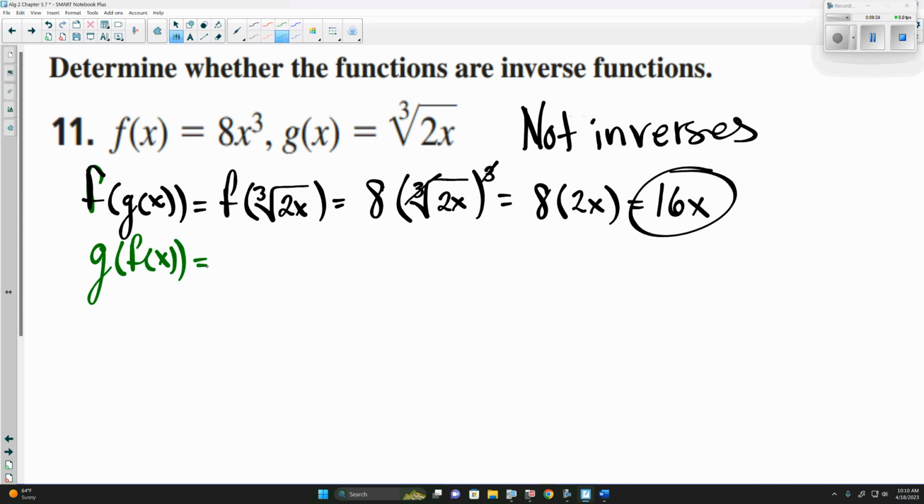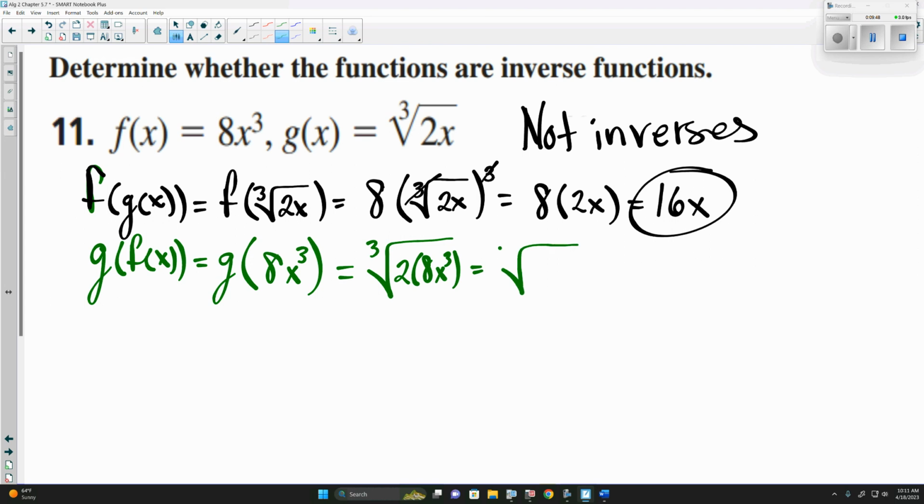Now, I'm going to go on and find g of f of x. So we have f of x is 8x cubed. And if we plug this in, g of x will have the cubed root of 2 times 8x cubed. Now we can multiply these together. 2 times 8 is 16x to the third.